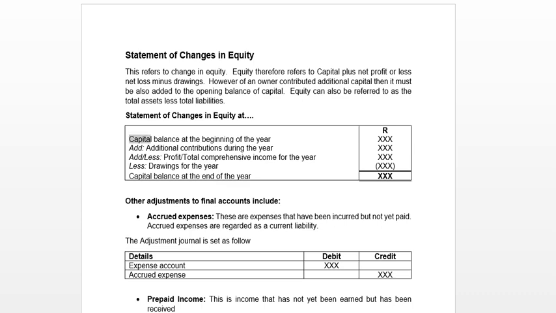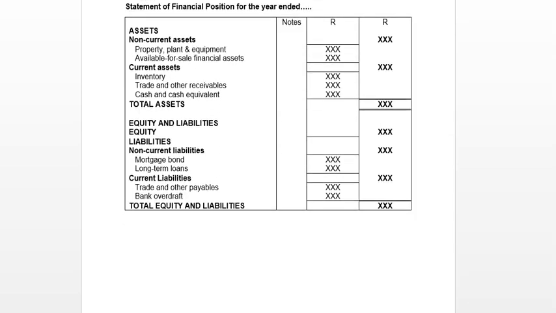So how the format looks is we've got our capital balance as at the beginning of the year. We need to add any additional contributions, so any additional capital contributions made during the year. We're going to add our profit or subtract if we made a loss for the year, and we're going to subtract our drawings for the year, and that will then be our capital balance as at the end of the year, and it will then be our equity as at the end of the year.